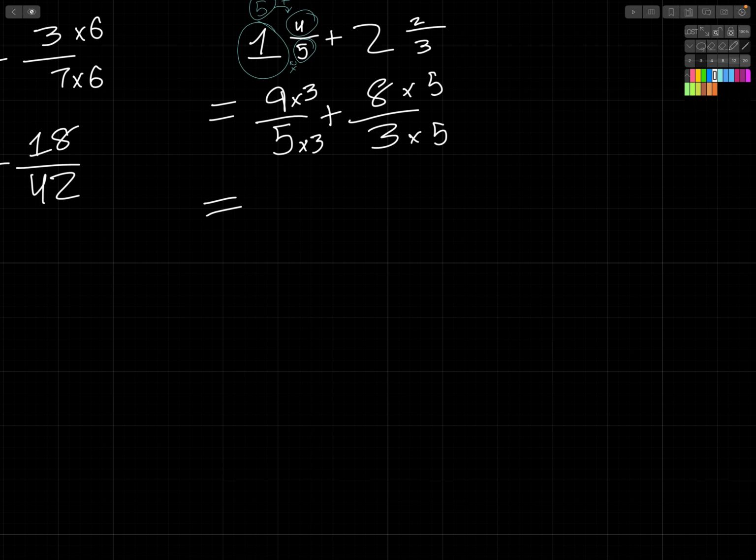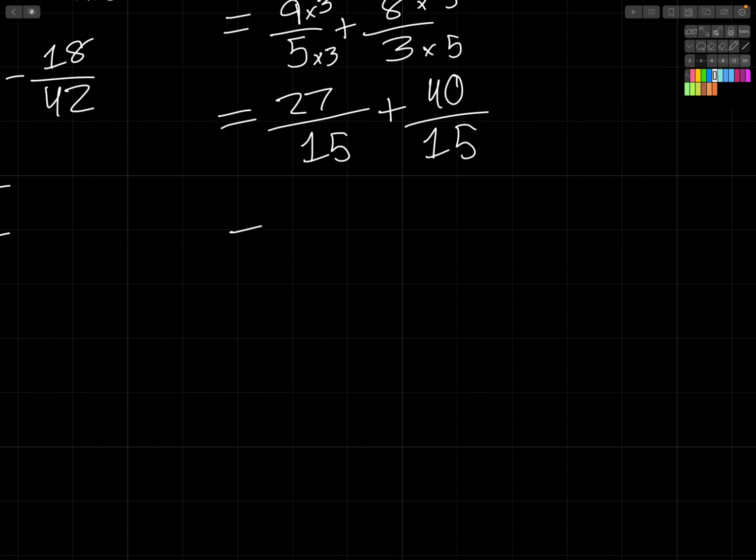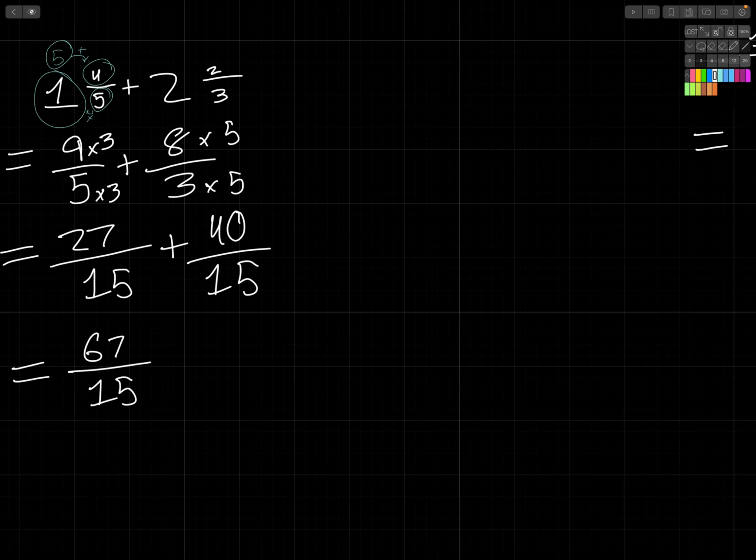So we just do this, 9 times 3, which is 27, over 5 times 3, 15, and then plus 8 times 5, 40, over 3 times 5, which is 15. Now we have the same denominators, and then we can do the same addition. 27 plus 40, that is 67 over the same denominator. When you're adding fractions, always have the same denominator, which is 15. Boom. And now, can we simplify this even further? No, we can't. All right.